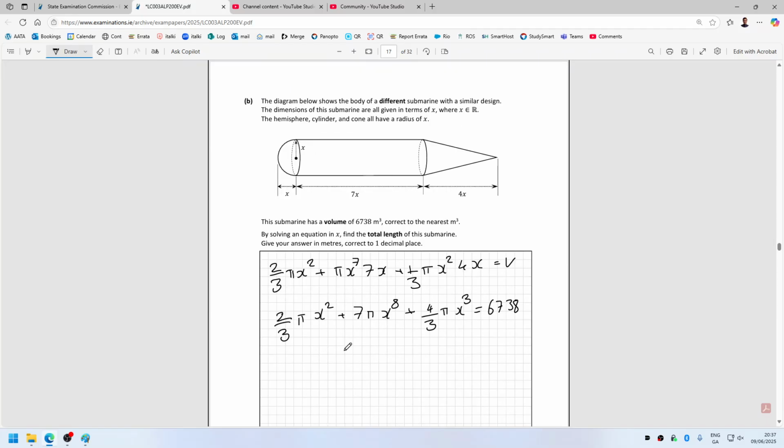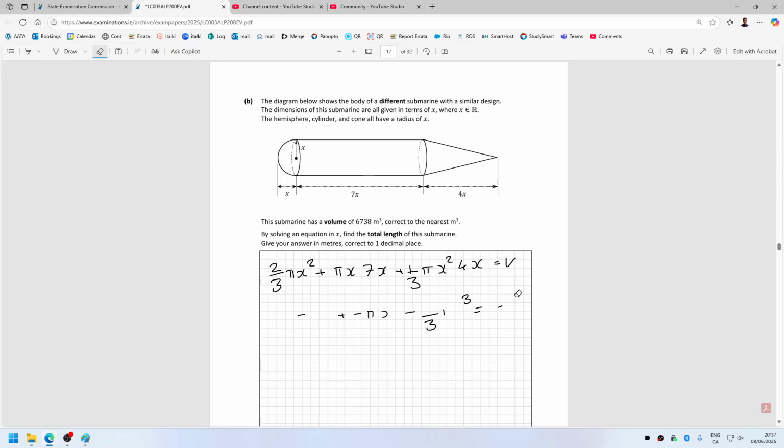Is that right? Why do I have x7? No, that couldn't be right. Why did that happen? I'm tired. That's why that happened. Pi x squared, and then it's pi. Why did I write 7 here? That's very silly of me. Oh dear. Dear, oh dear. Stephen, you are tired today.